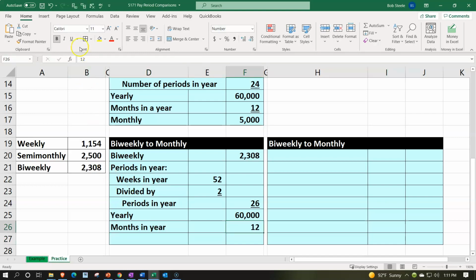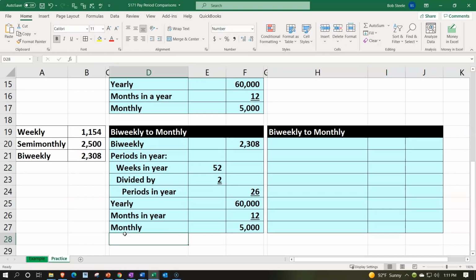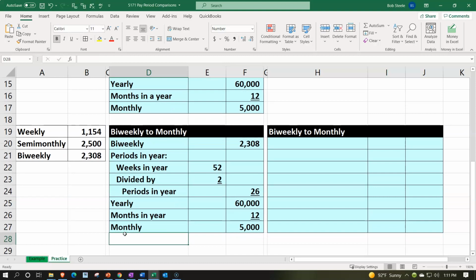Going to underline that, font group underline, and then that will be the monthly amount equal to the 60,000 divided by 12, or the 5,000 again. So we made them all to be that. So now we can do that one more time. You might think about it this way.